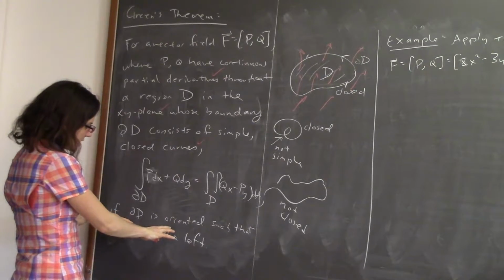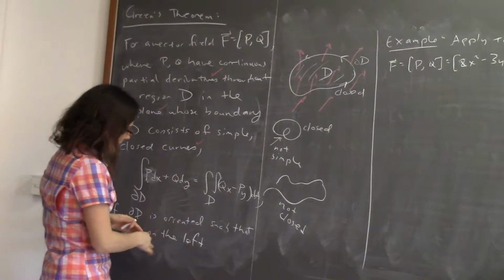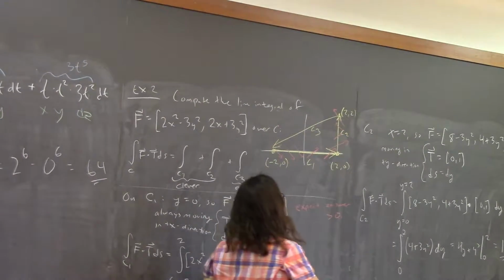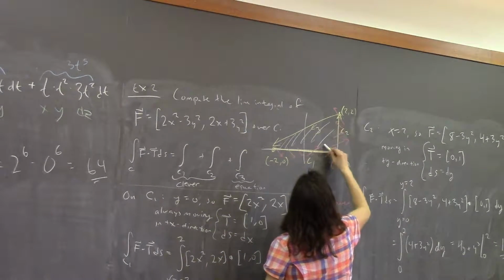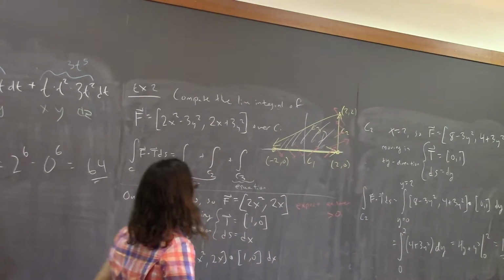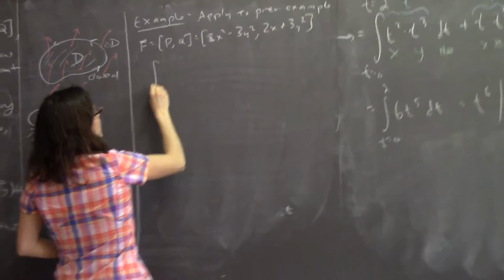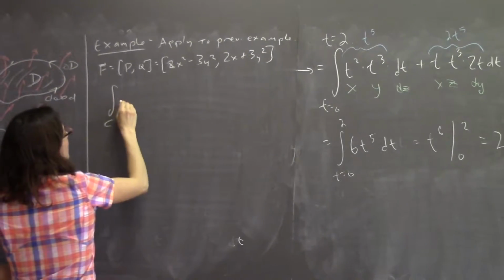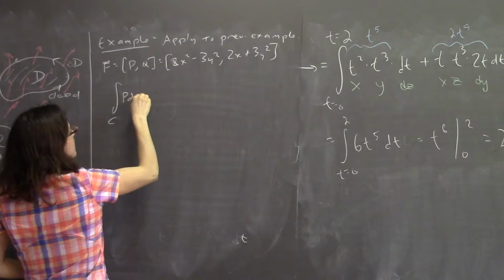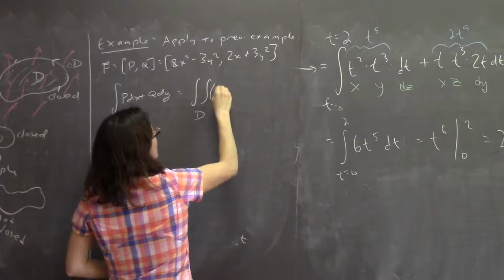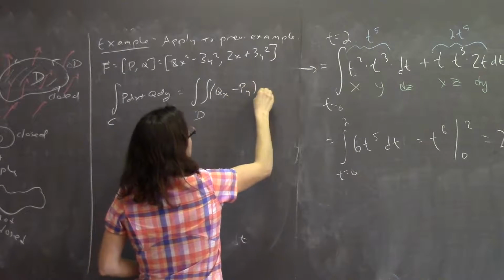And let's just check the orientation first. The triangle is oriented such that D is on the left. Is that the case? If you walk along here, would your left arm be over the region in the middle? Yeah, okay. So this here is our D then, and it's on the left. So it seems like those are all satisfied. And so we can say that the integral over C of P dx plus Q dy is just the double integral over the domain of Q_x minus P_y dA.